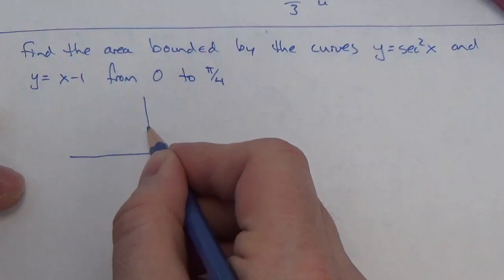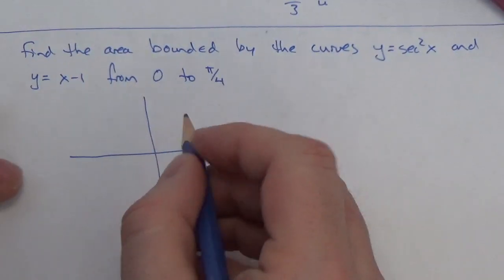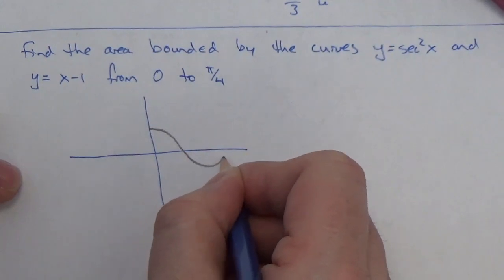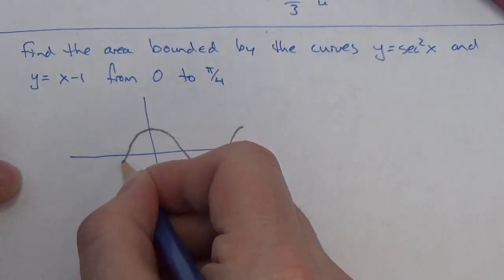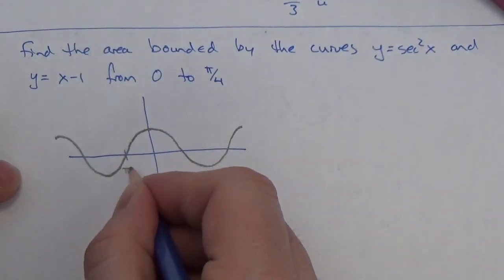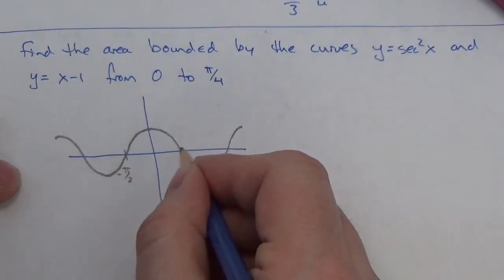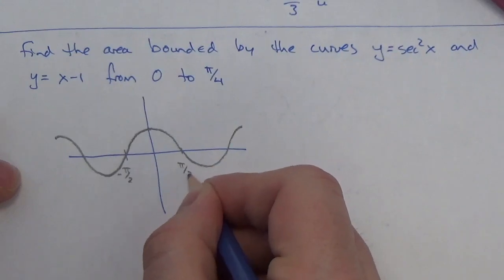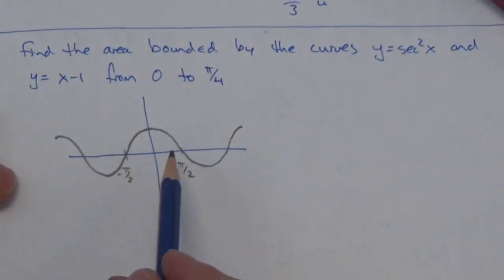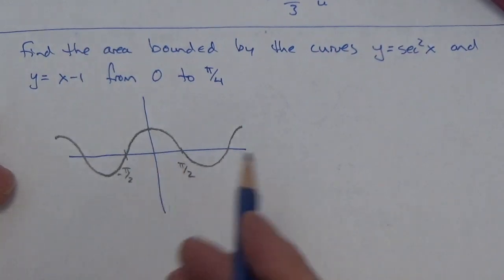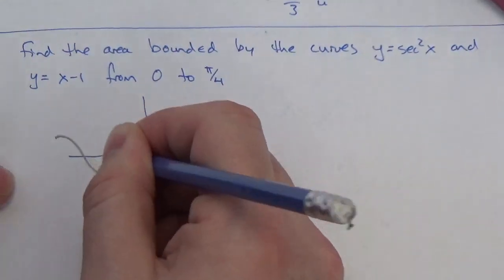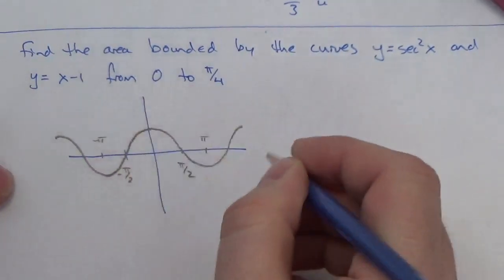So secant squared, we're going to start off with cosine. Cosine is going to look something like this. I know that it's going to go through here at negative pi over 2, and it's going to come up here to pi over 2. Which means ultimately the area that I'm looking for is really of interest to me right in here, just this little bit. But we'll just keep going here. So this will be pi, this will be negative pi, and so on.